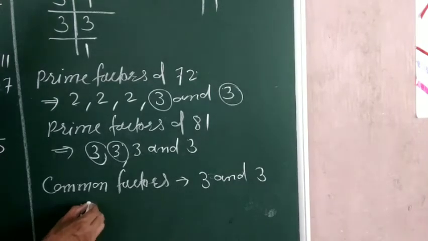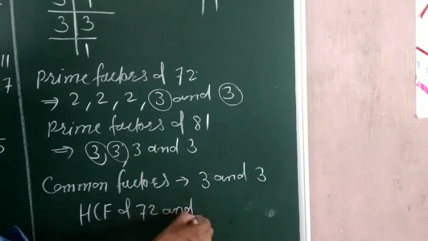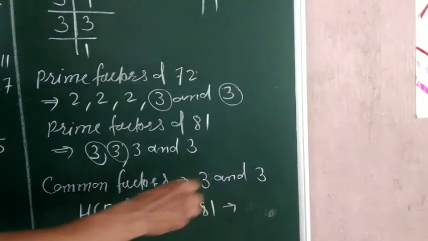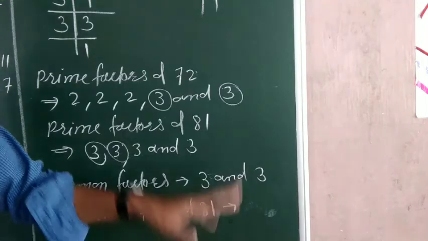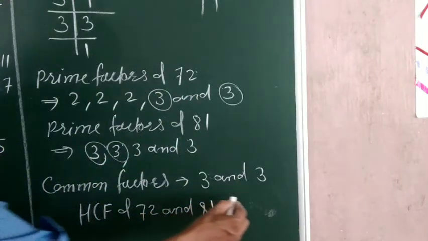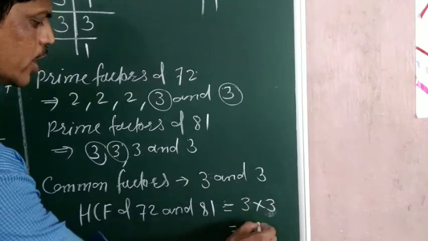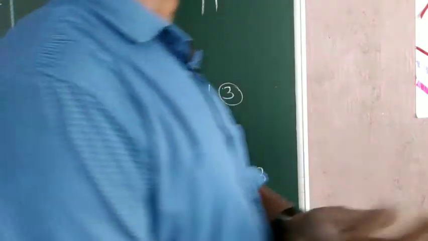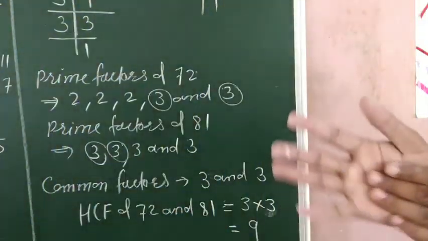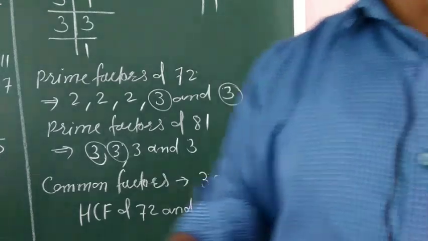Now see HCF of 72 and 81. What will the HCF of 72 and 81 be? Multiply these two now. 3 into 3, 3 3s are 9. So this way, in today's class we discussed how to find out HCF by using the prime factorization method. Okay, thank you.